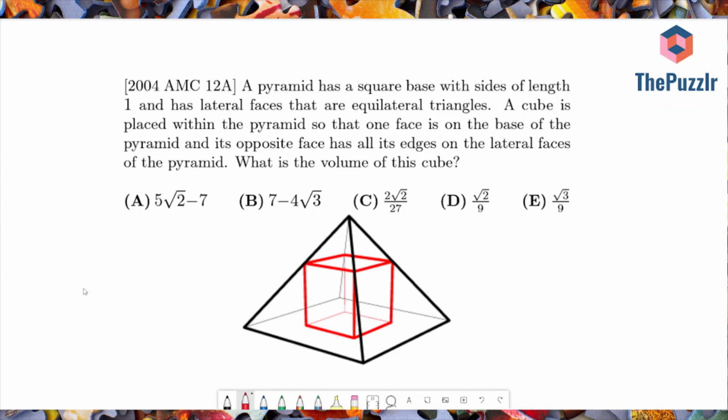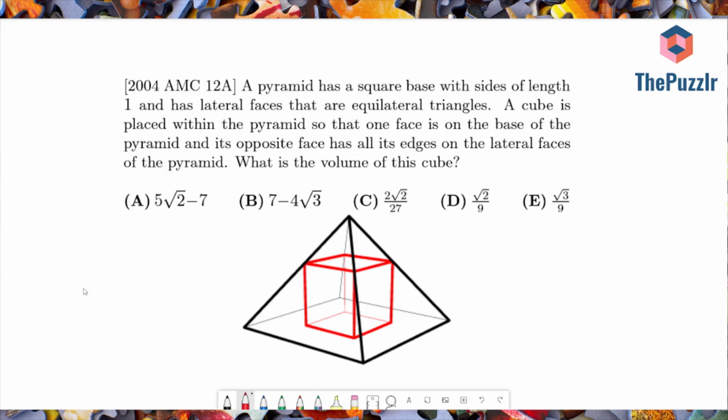So this is from the 2004 AMC 12A. A pyramid has a square base with sides of length 1 and has lateral faces that are equilateral triangles. A cube is placed within the pyramid so that one face is on the base of the pyramid and its opposite face has all its edges on the lateral faces of the pyramid. What is the volume of this cube?